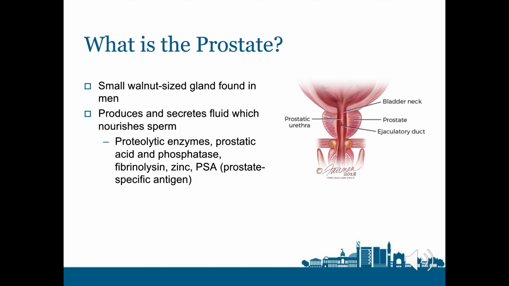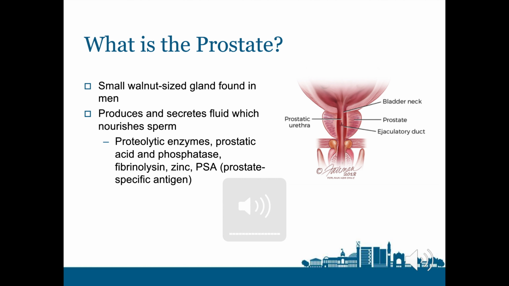So firstly, what is the prostate? It's a small walnut-sized gland found in men, and it sits just below the bladder and surrounds the urethra. It produces and secretes fluid which nourishes sperm as it's ejaculated during male orgasm, and contains proteolytic enzymes, prostatic acid phosphatase, fibrinolysin, zinc, and PSA, or prostate-specific antigen. This is a protein which can be detected in the blood, and we use it for diagnosis and monitoring of various diseases. The seminal vesicles also contribute fluid to the ejaculate.